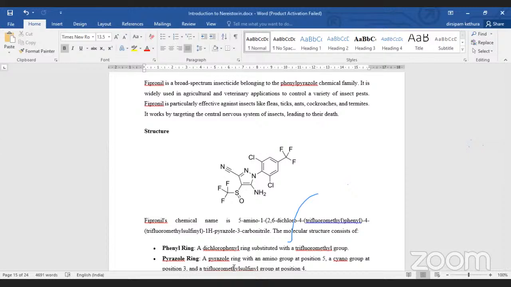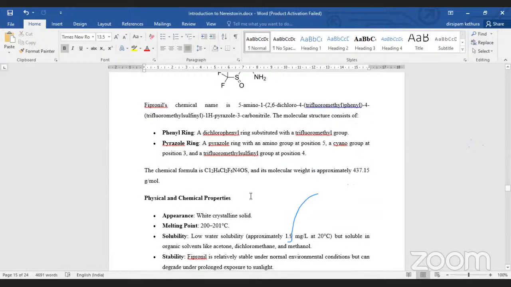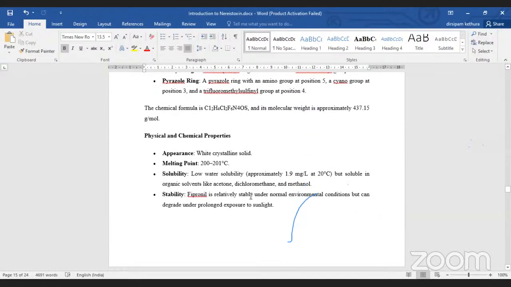Coming to the structure of this, if you look at the structure here, it has a phenyl ring with dichloro and trifluoromethyl groups and a pyrazole ring with several substituents. The chemical name of fipronil is 5-amino-1-phenyl-1H-pyrazole-3-carbonitrile, and the molecular structure consists of a phenyl ring and a pyrazole ring.